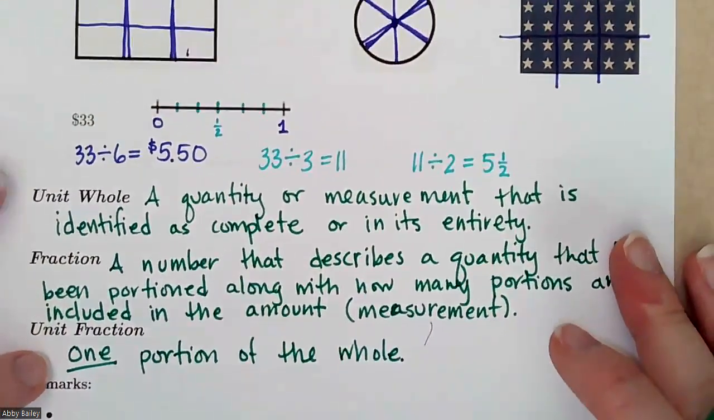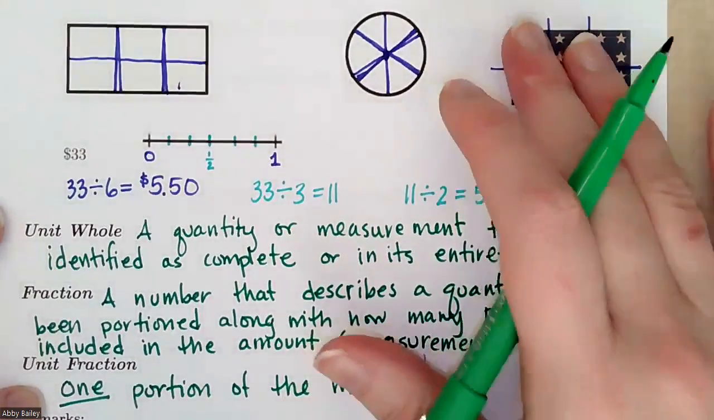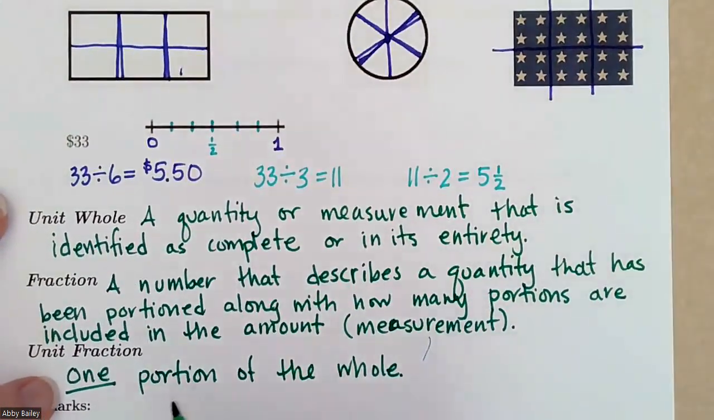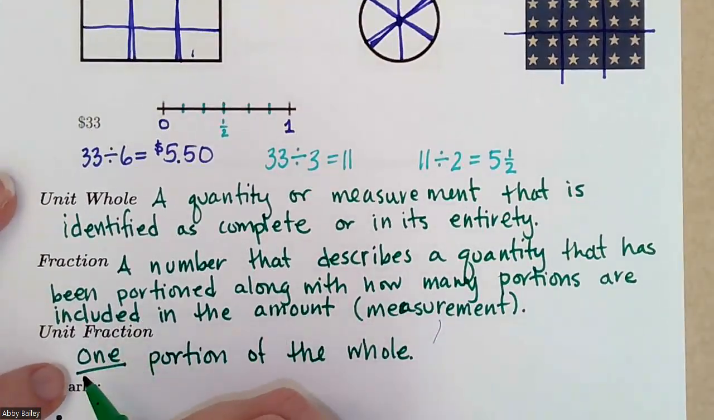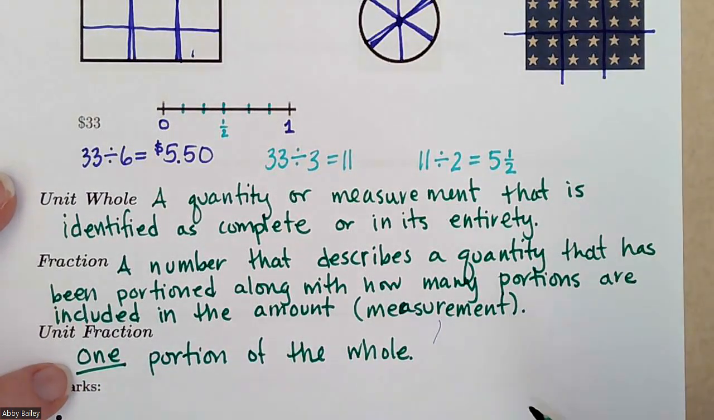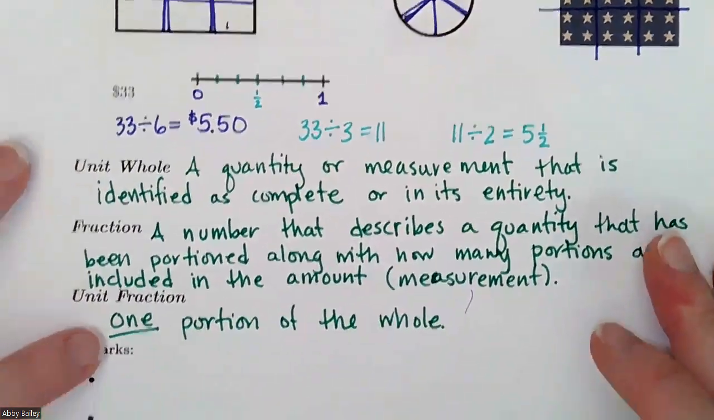So when I said 1/6, that would be a unit fraction. 2/6 would not be a unit fraction because it was not 1 portion of the 6. It was 2 instead of 1.